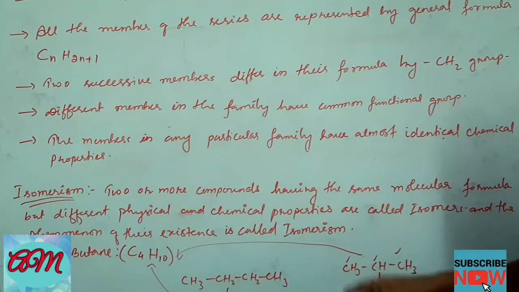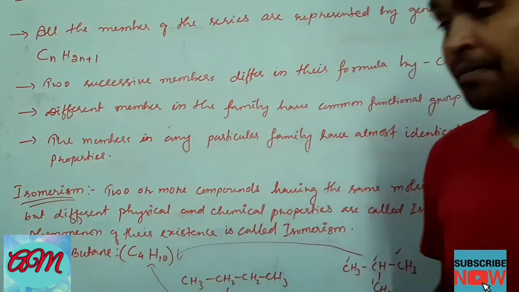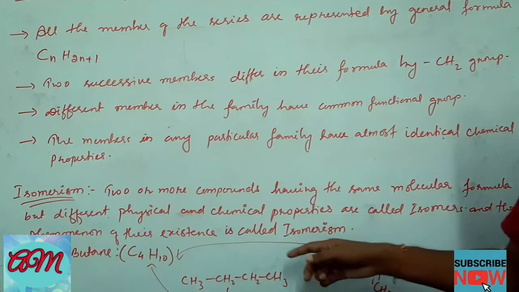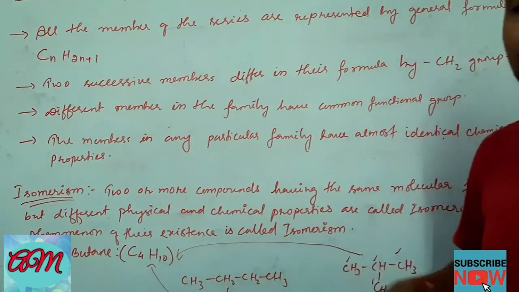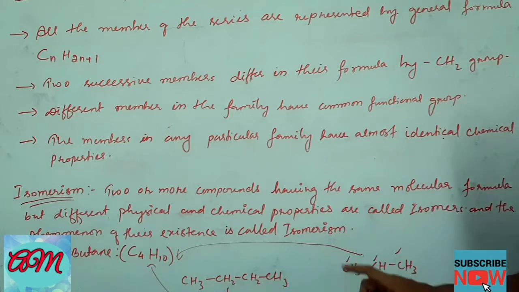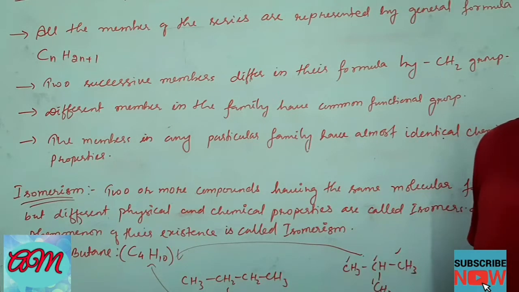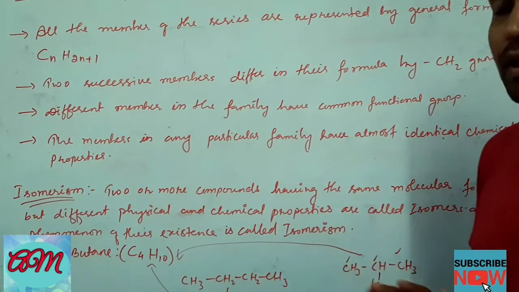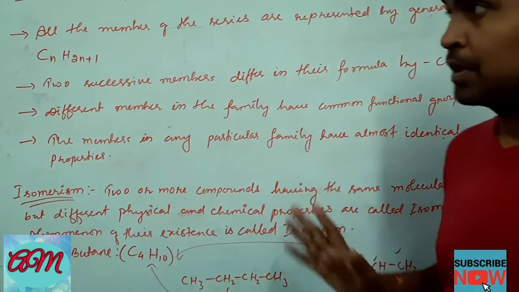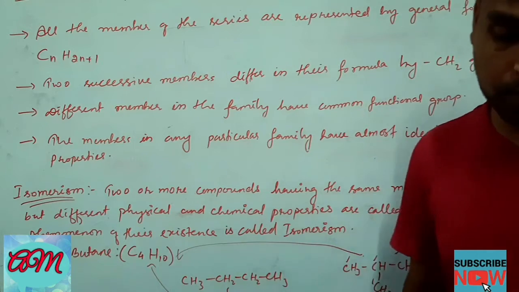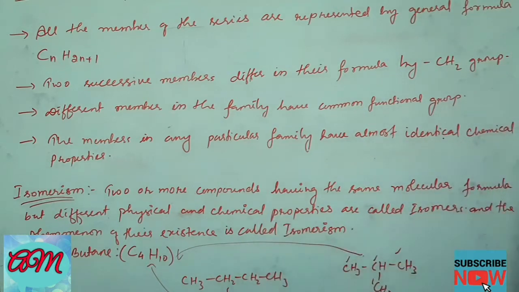Why are they isomers? Because their molecular formula is the same, but their physical and chemical properties will definitely be different. So they are called isomers, and the phenomenon is called isomerism. So you can take it down, students. Now we will move on to types of isomerism.